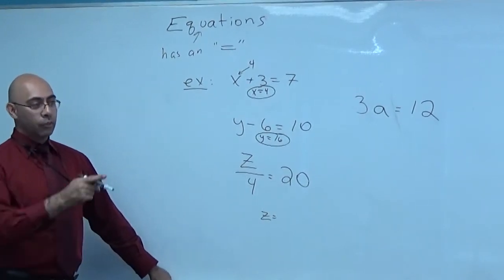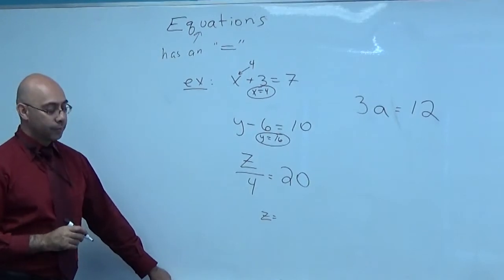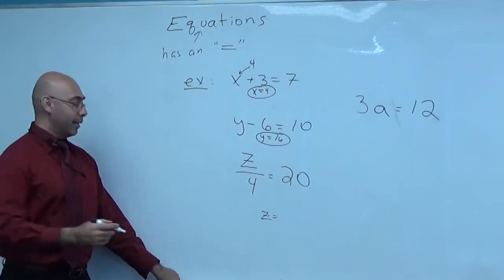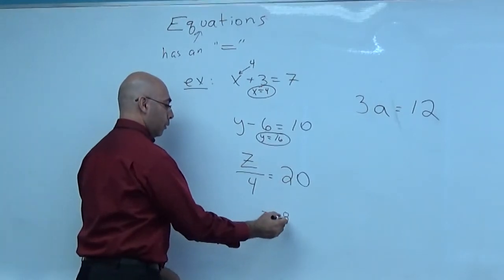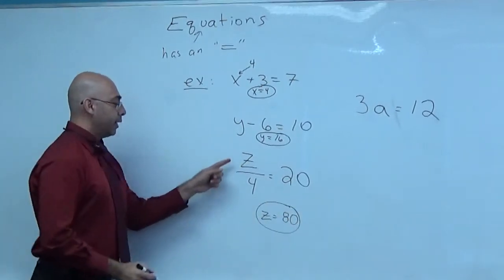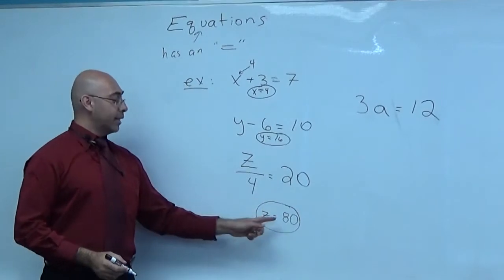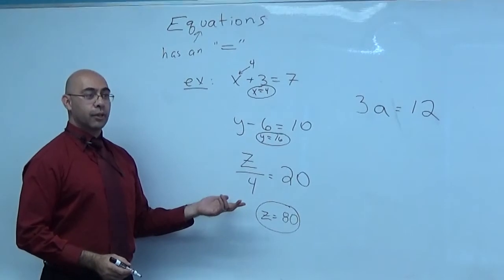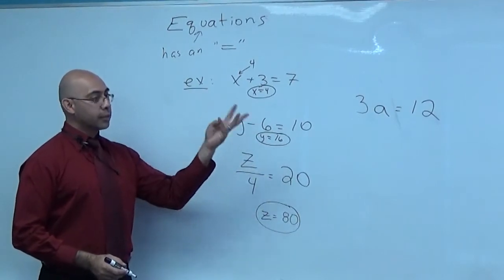So that is kind of a tricky one, yes? 80. There you go. You have 80 things. You divide it. So if you have $80 and you divide it among 4 people, each person is going to get $20, yes? 20, 40, 60, 80.